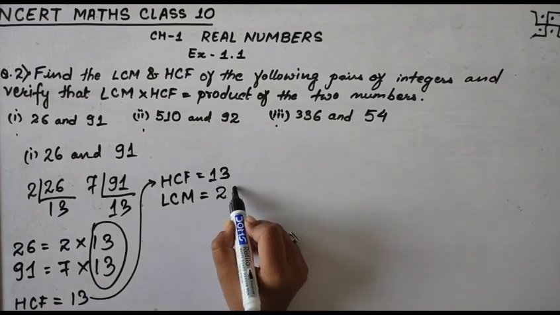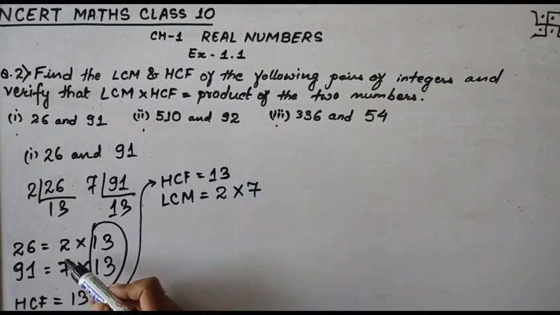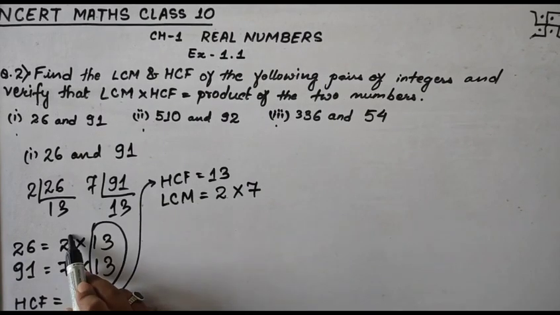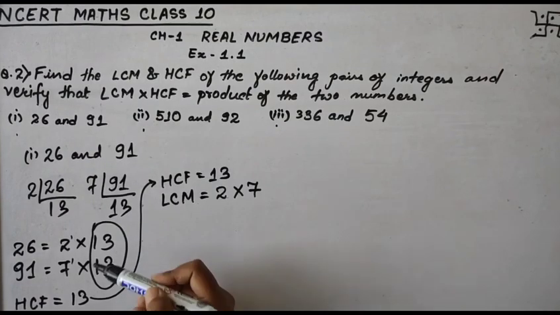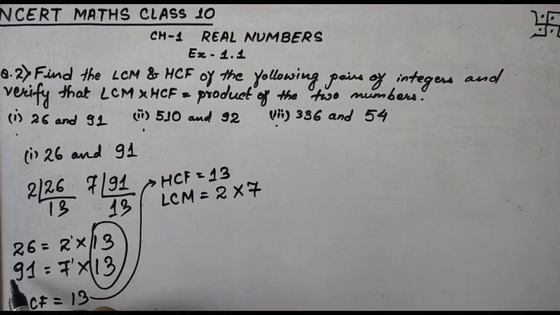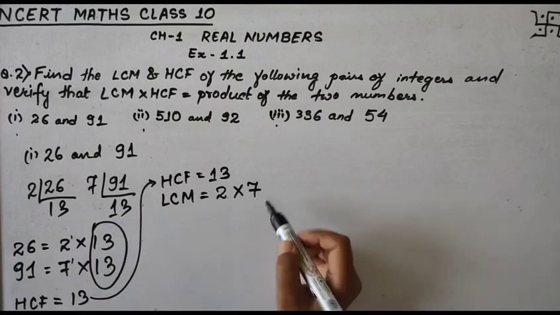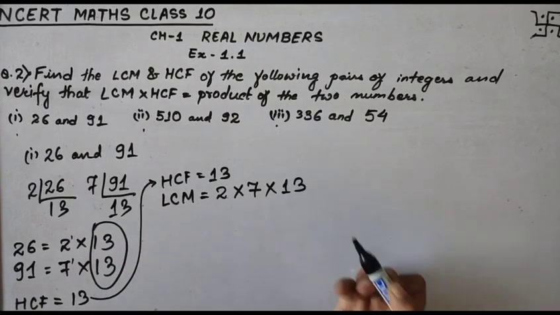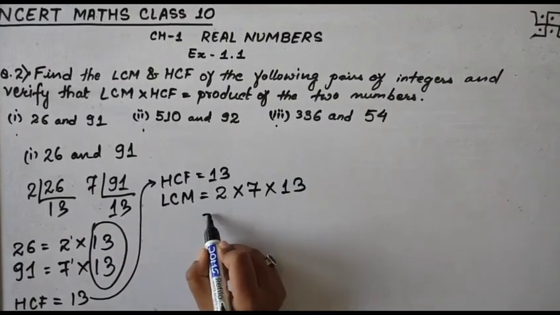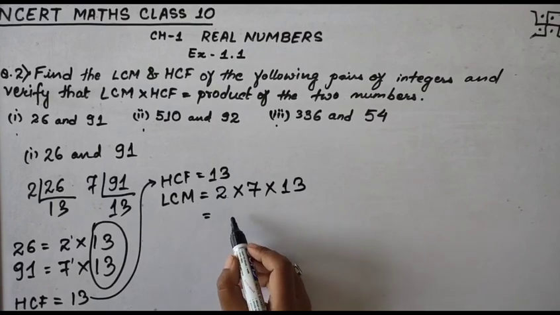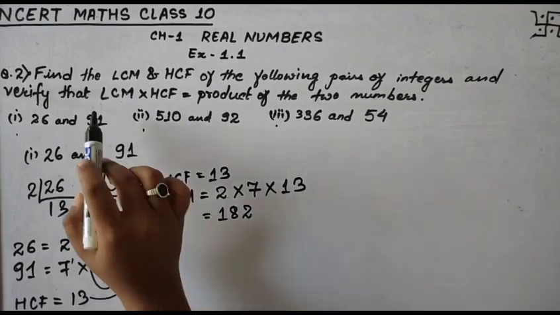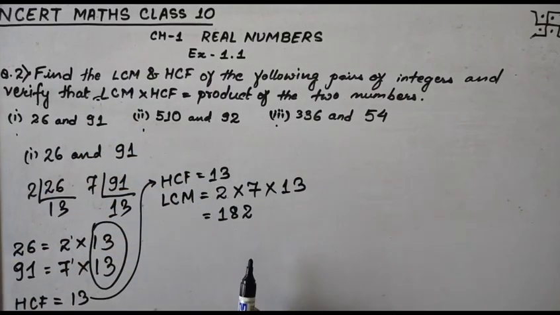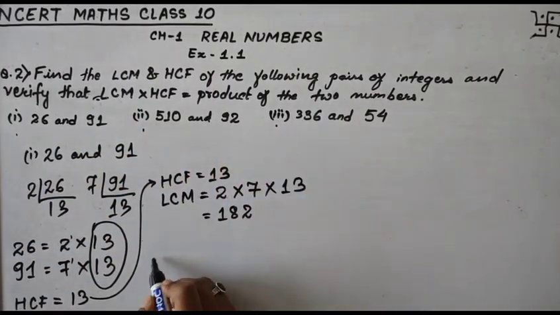So over here we can write it as 2 into 7, as the highest power of 2 over here is 1 and the highest power of 7 over here is 1, and 13, although we have two 13s over here, one for 26 and one for 91, we have to take it common and write a single power of it. Okay, this will multiply to 182.